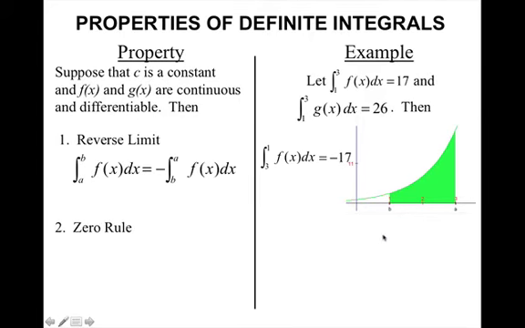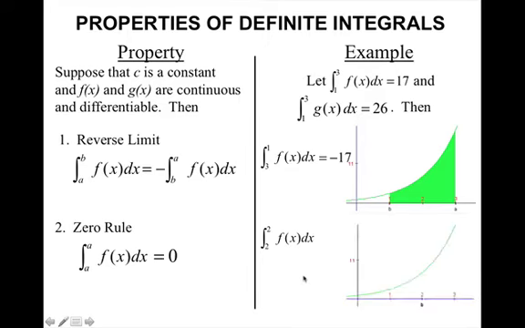The next one is the zero rule. So the zero rule says that if you have the integral from a to a of f of x dx, that equals 0. So if we look at the function f of x from 2 to 2, what that just means graphically is that all I'm looking at is when x equals 2, and there's no area for me to find. So there's no area underneath the curve if you're just looking at one specific point.